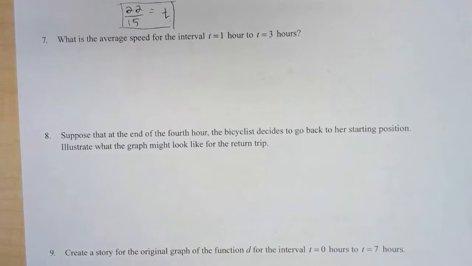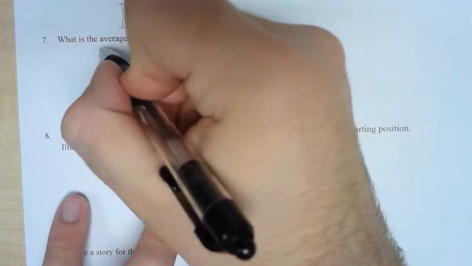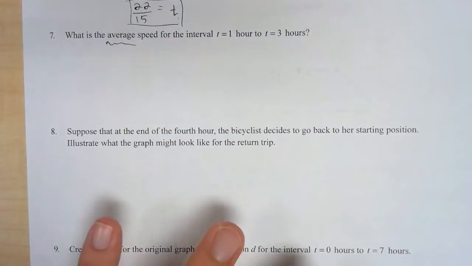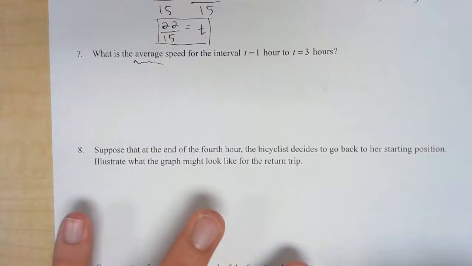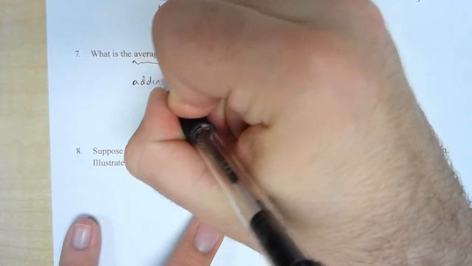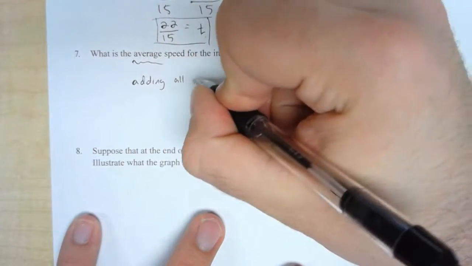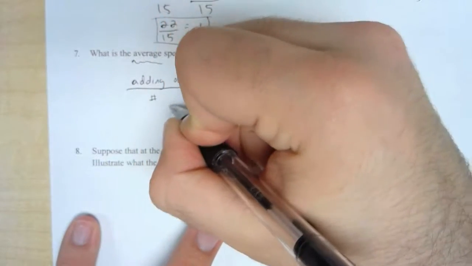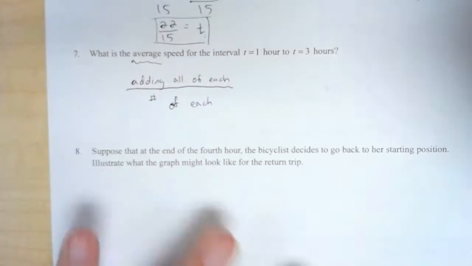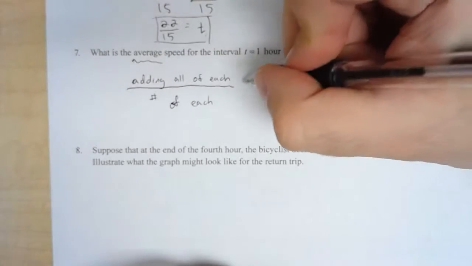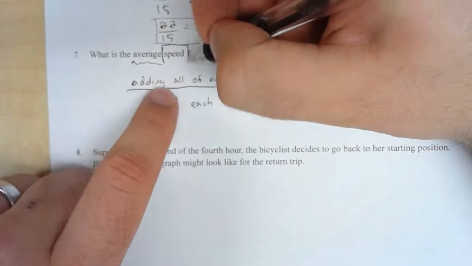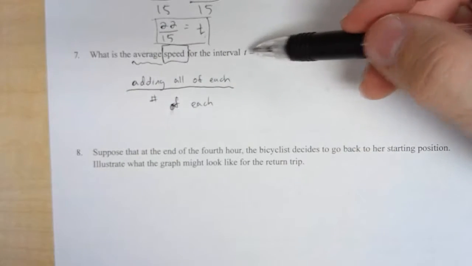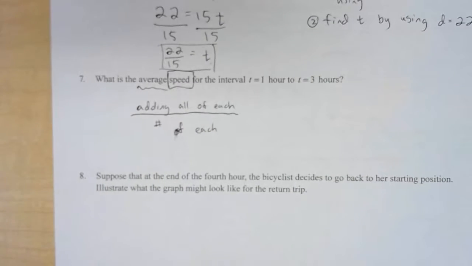Oh wait, number 7. What's the average speed for the interval t equals 1 hour to t equals 3 hours? So when we're looking at an average, we deal with averages on a pretty frequent basis. But remember, you average something by adding all of the individual terms up, and then you divide by the number of things that you add up. So if we're looking for the average speed, I need you to add all the speeds and then divide by the number of speeds from t equals 1 hour to t equals 3 hours.